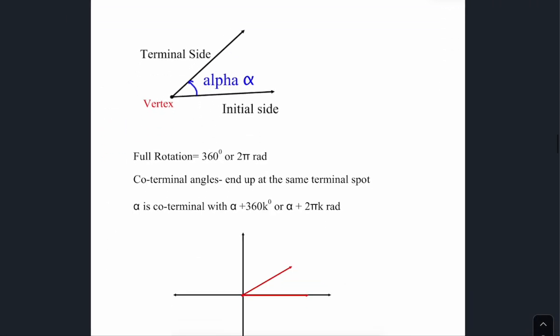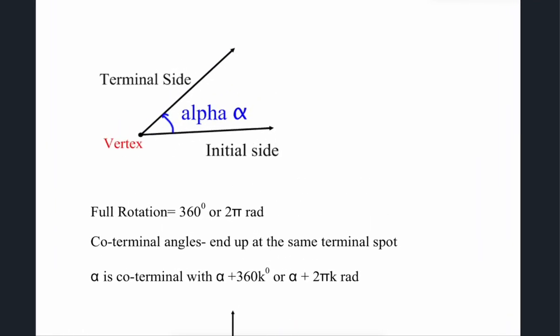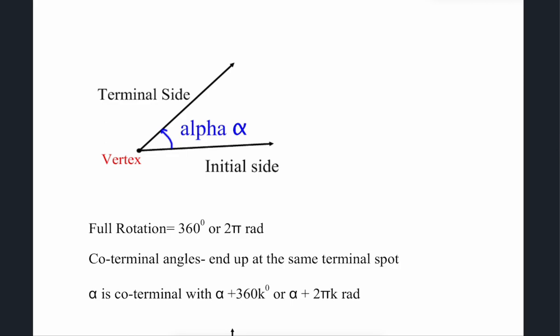Now, we need to talk about that placement of an angle. We need to talk about when we have an angle that is sitting inside of a circle or is sitting at the origin of our XY plane. The side that doesn't move, I think of as my initial side, my starting place. And then you want to think about this terminal side has rotated up to some angle measure.